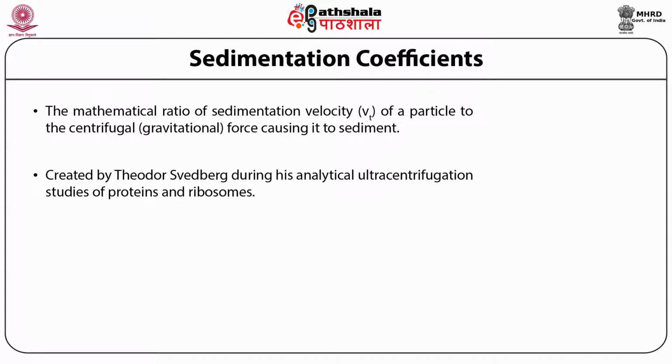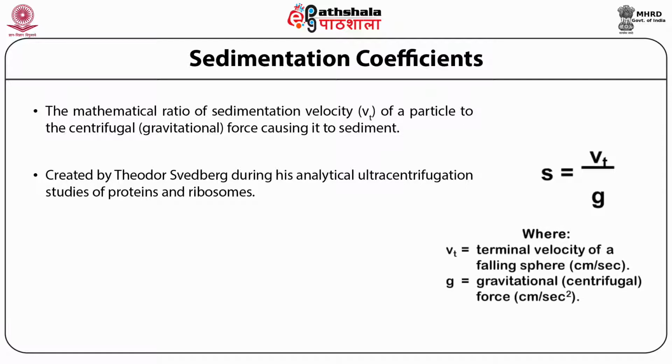The sedimentation coefficient value was given for the first time by Theodor Svedberg during his analytical ultracentrifugal studies of proteins and ribosomes. If you divide the terminal velocity by G, the gravitational field force, it gives you the Svedberg unit. The Svedberg unit is nowadays widely used as a defined property of a particular molecule, and it ranges from 10 to the power minus 13 to 10 to the power minus 11 seconds, and usually one Svedberg unit corresponds to 10 to the power minus 13 seconds.